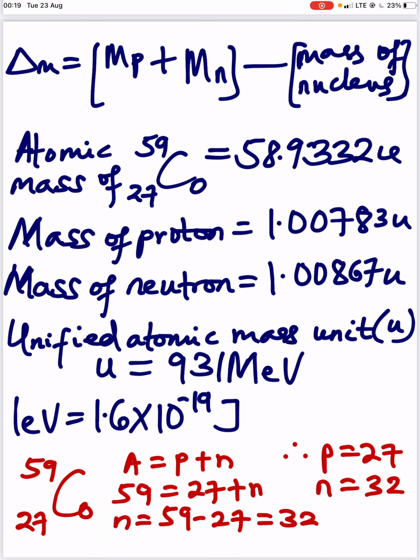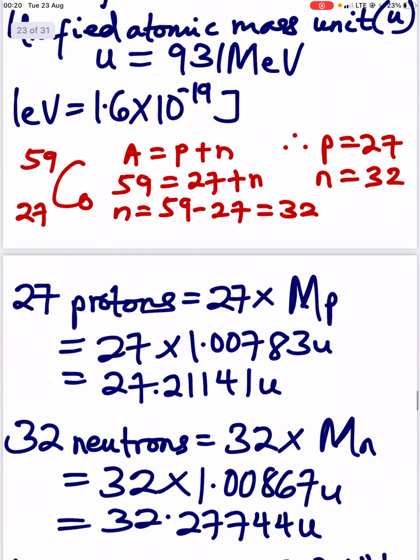Now, to calculate the number of protons and neutrons present in a nucleus of cobalt, we find n from A is equal to P plus n, meaning that 59 is the mass number and it is equal to the number of protons plus neutrons. Now, P is our atomic number, given as 27. So 59 will be 27 plus n, and our n will be 59 minus 27, which gives us 32.